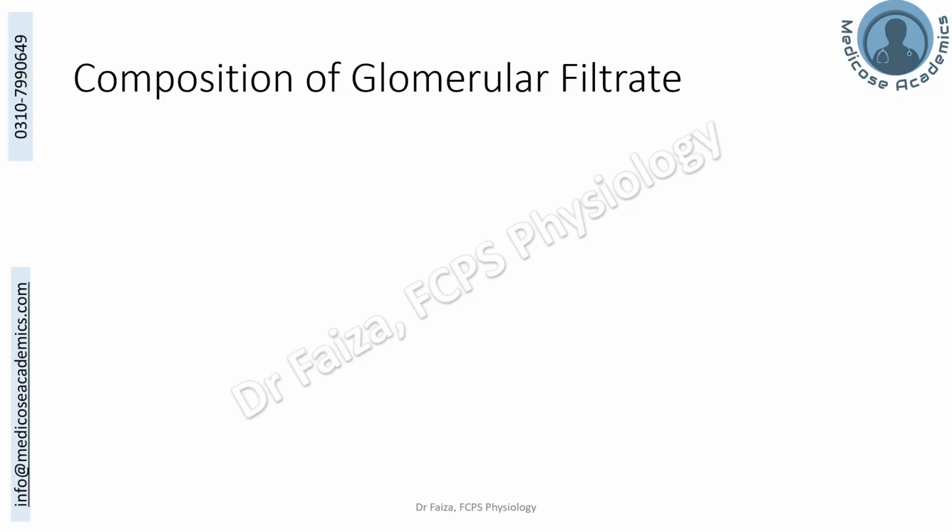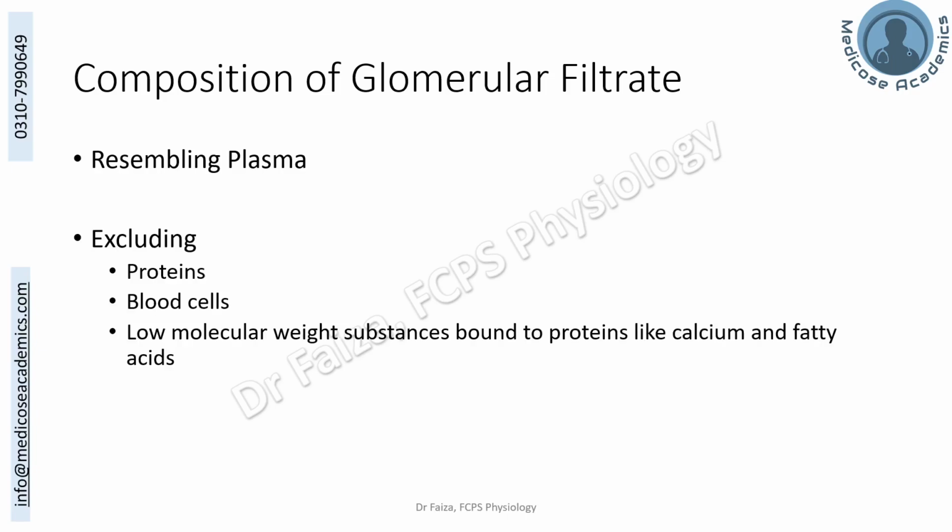Composition of glomerular capillary filtrate. As we discussed in the previous session, plasma is freely filtered across the glomerular capillaries into the Bowman's capsule with the exception of the plasma proteins. So it resembles plasma, excluding the proteins, blood cells, and those low molecular weight substances which are bound to proteins.